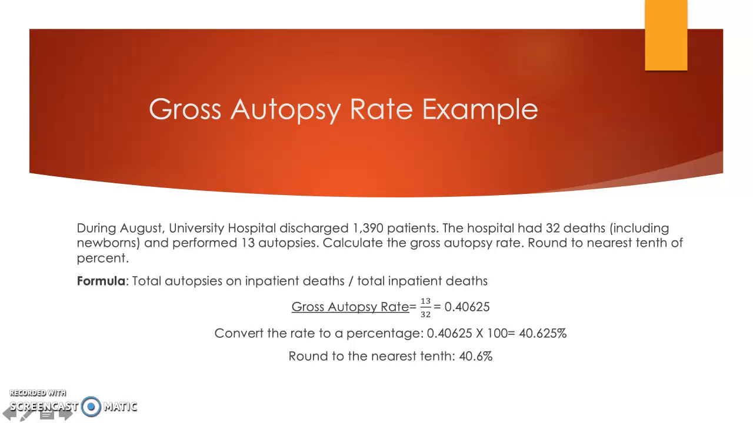So recall that the formula is total autopsies on inpatient deaths, which we know to be 13, over the total inpatient deaths, which we know to be 32. So that calculation comes out to 0.40625. To convert to a percentage, we multiply that by 100, which comes out to 40.625. We do need to round to the nearest tenth, so our final answer is 40.6%.